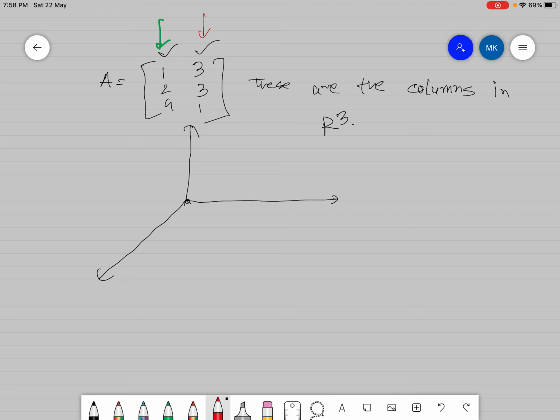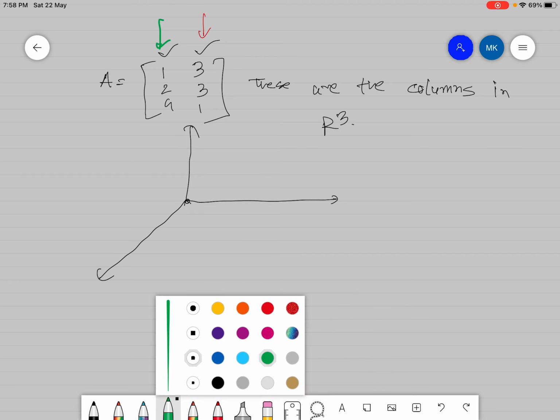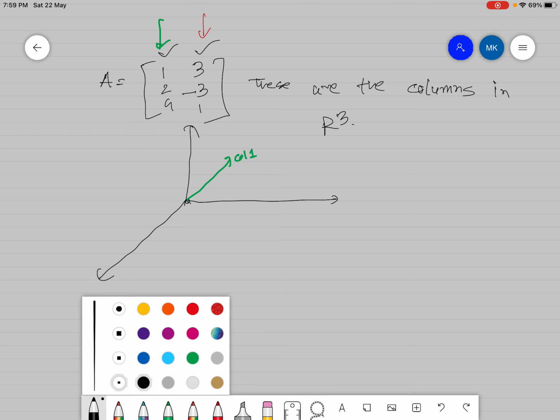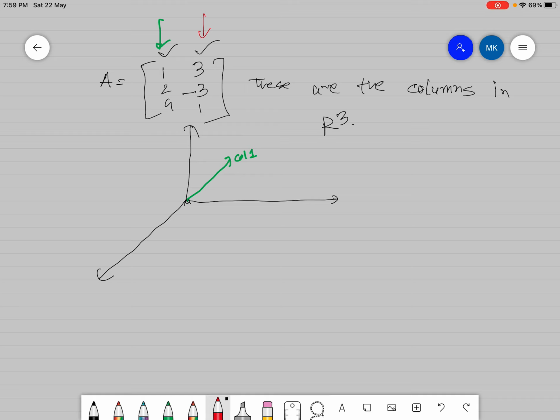All right, so the green one is 1 2 4. Let's say this is the 1 2 4, column 1, and the second one is 3 3 1. Let's put a negative number here. Let's say this is -3. So suppose this is column 2.